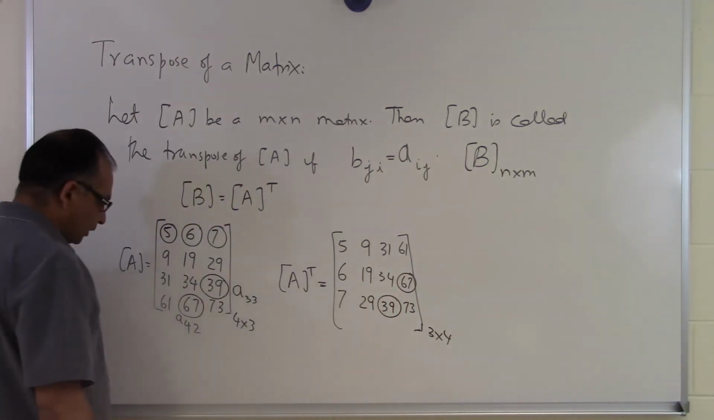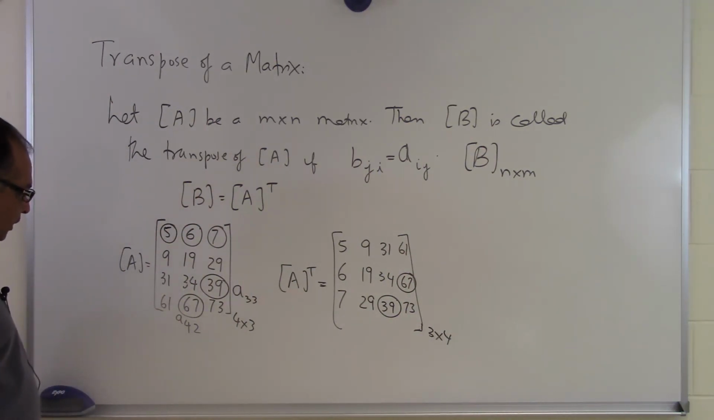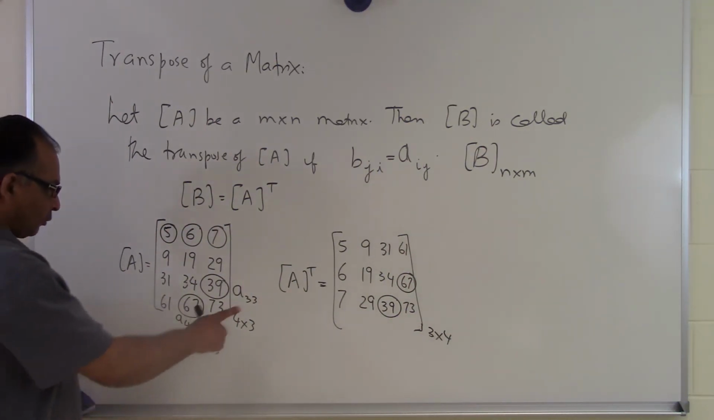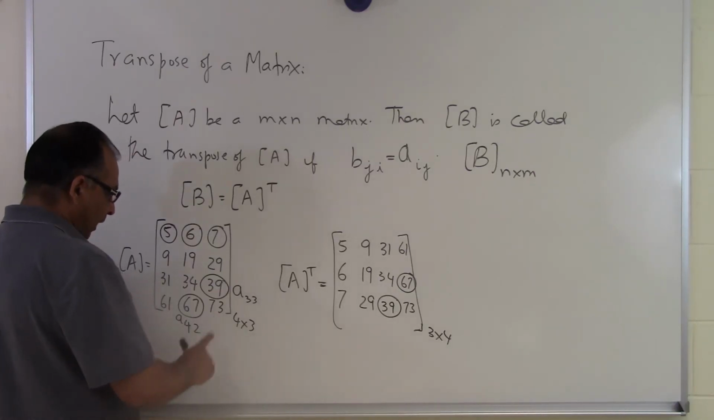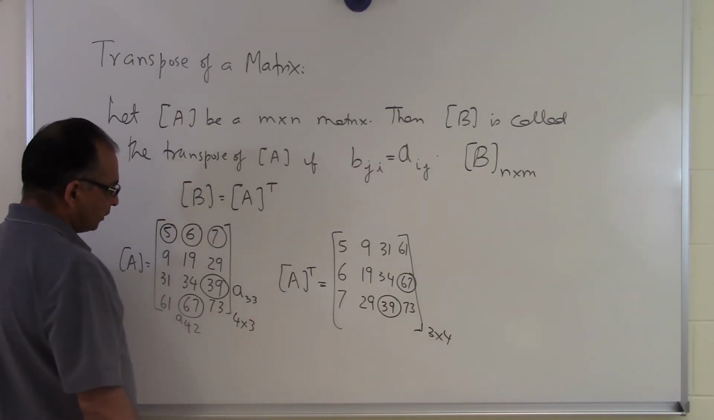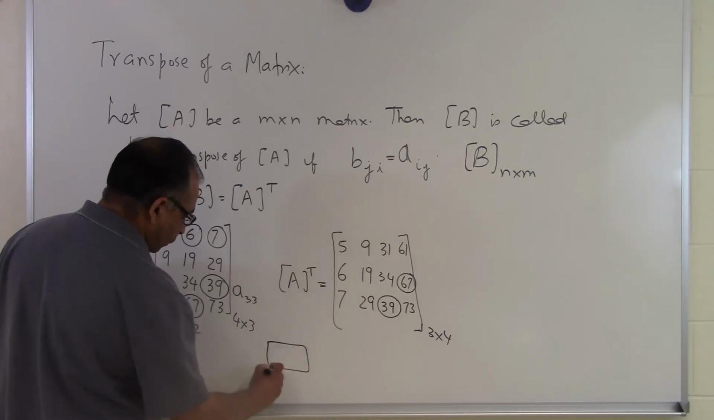So you're finding out that's the transpose of the matrix, where the row number and column number of all of these elements have been interchanged. And that is the end of this segment.